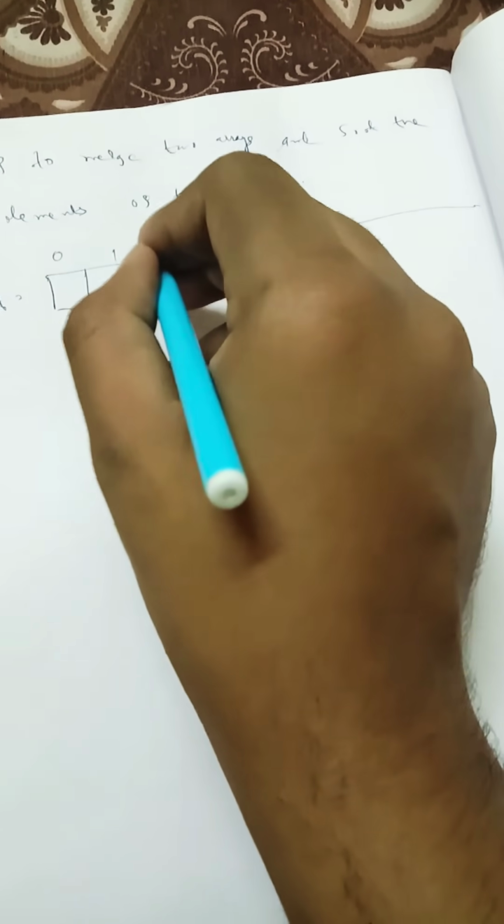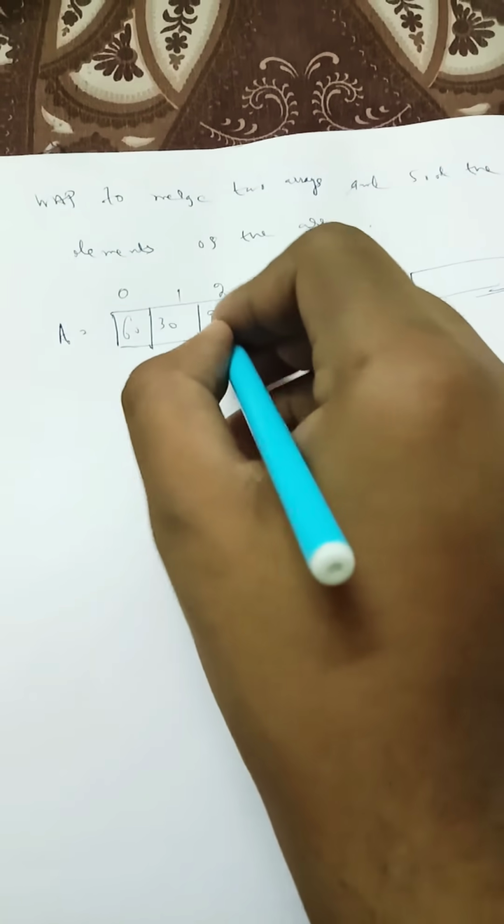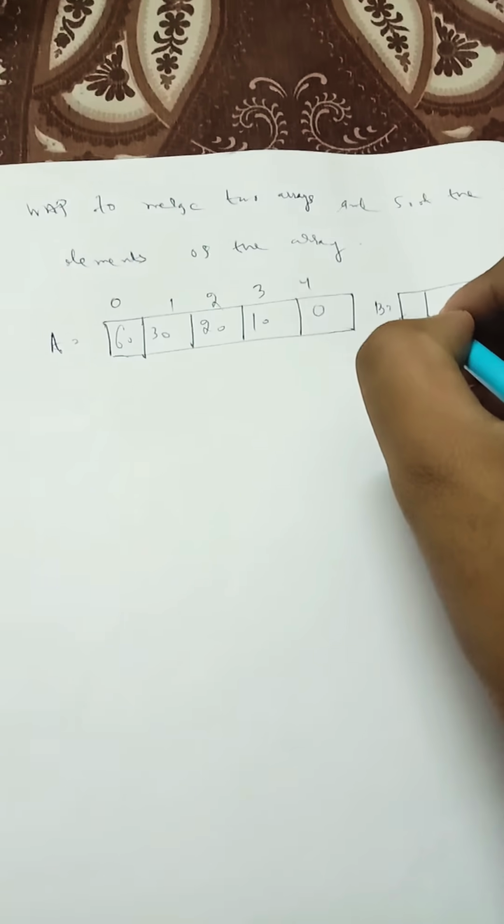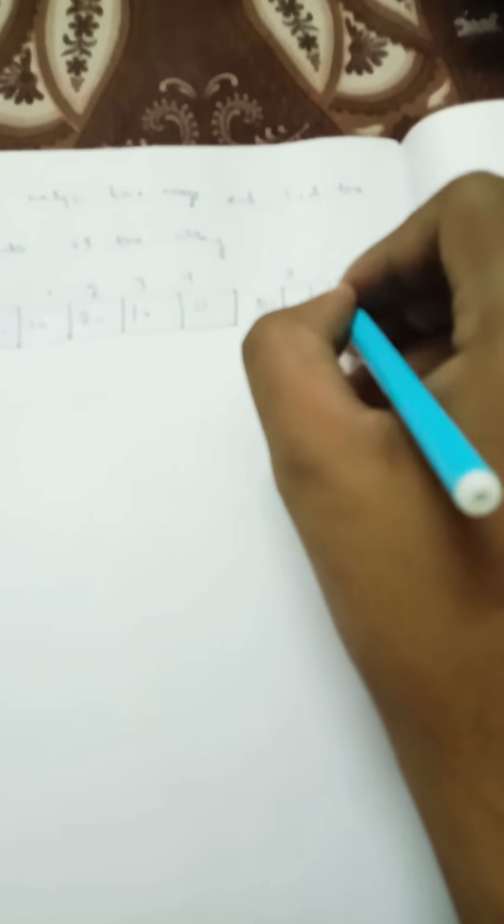0, 1, 3 and 4, suppose 10. The array size of a is 5, with 60. We are putting the values 20, 10 and 0. And in array b we again have length 5, so we take indices 0, 1, 2, 3 and 4, and we assign 6, 8, 9, 5 and 2.